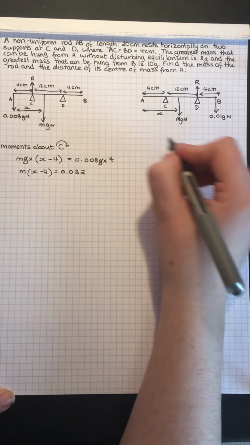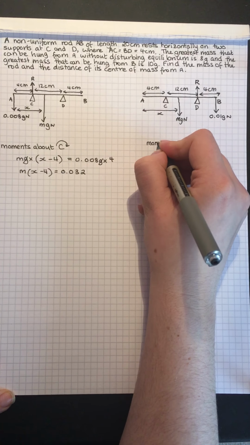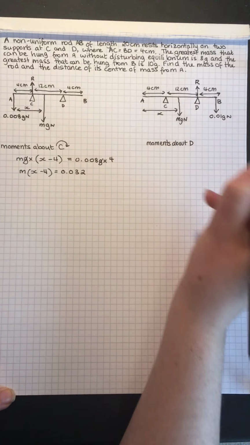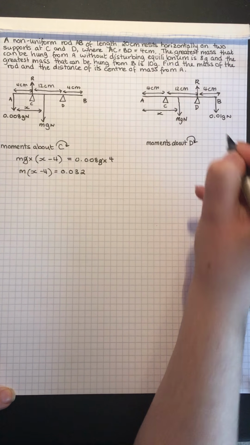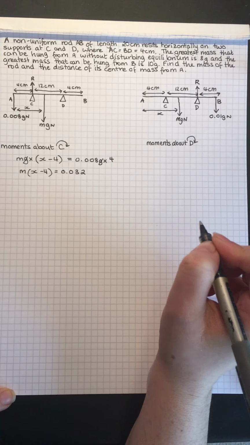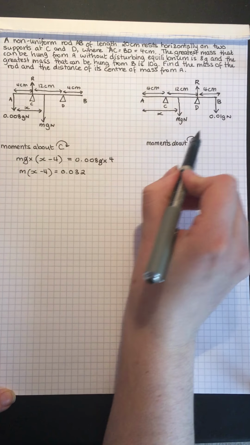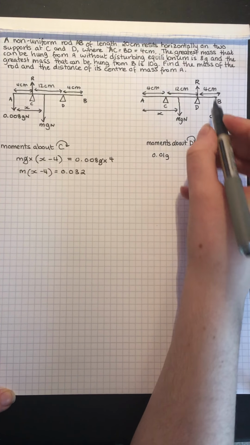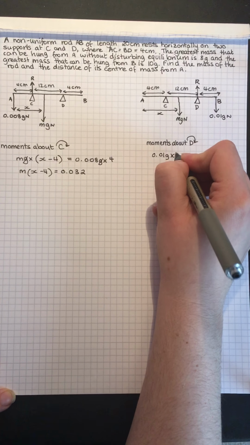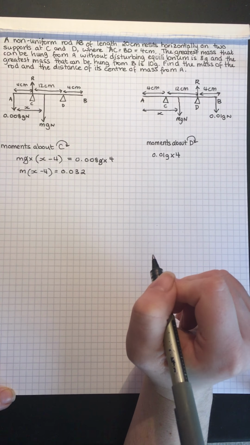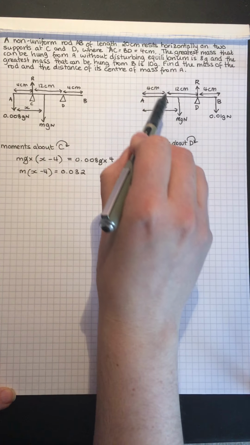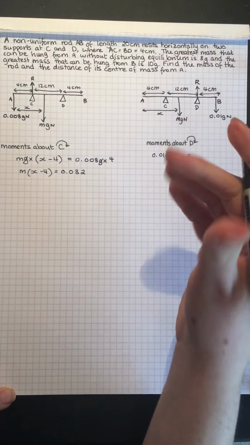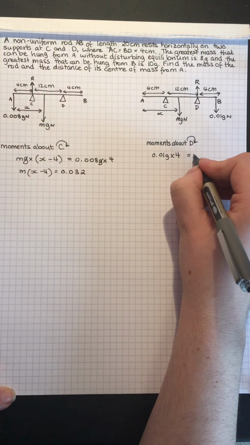So on this one, we're going to take moments about D. That's the point at which it's tipping. So again, clockwise we can keep as positive. And we've got this clockwise one here, 0.01 G, and that's 4 centimeters away from D. That's the only clockwise one we've got. Then anti-clockwise, again, it's in equilibrium, so we want them to be equal. We're going to have mg.